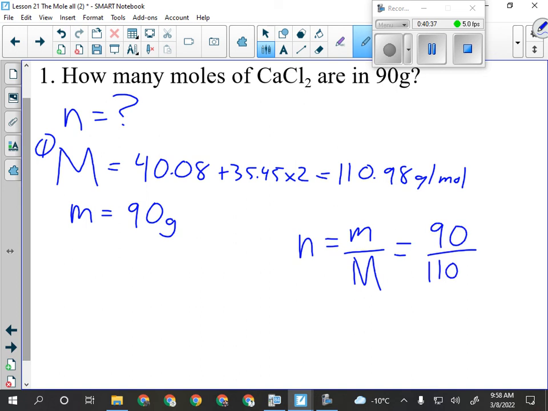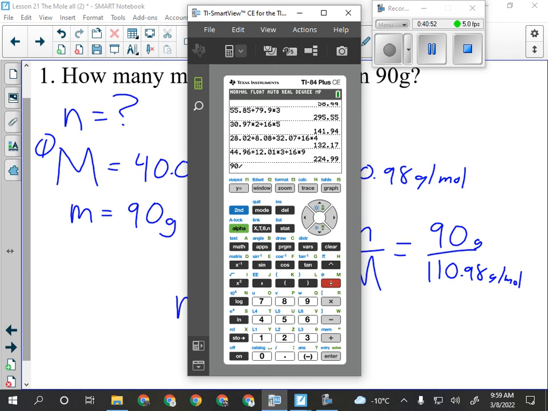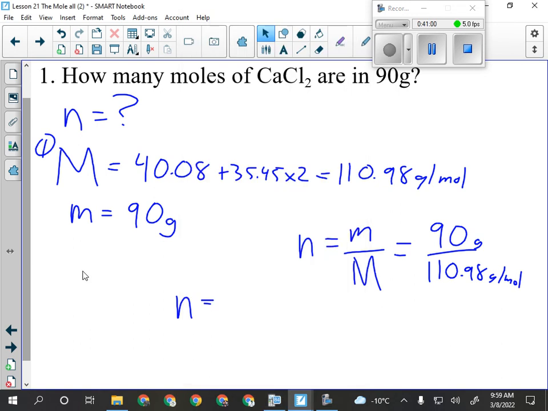90 divided by 110.98. I'm putting in the units. You don't have to put the units in your calculation, I'm just putting them there for clarity. If I punch that into my calculator, 90 divided by 110.98, I have 0.811 moles. And we abbreviate moles as mol, because we're very busy. We don't have time to write the whole word mole.